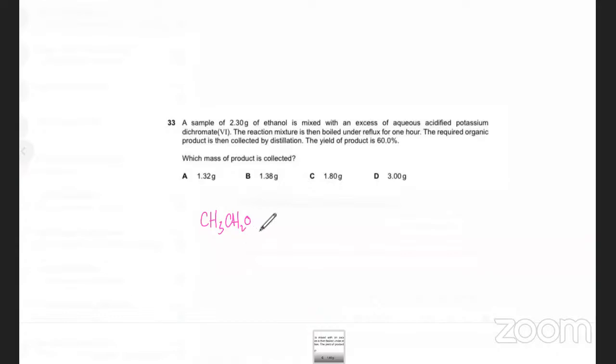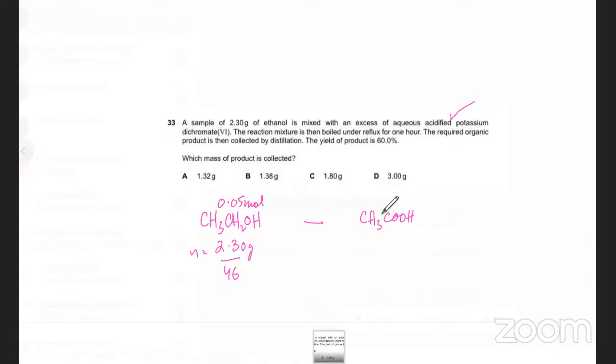So this one, it's CH3CH2OH, and there's a sample, and it's going to turn into carboxylic acid, obviously CH3COOH. It's being boiled under reflux for 1 hour. It's 2.3 grams. How many moles is that? That's divided by the Mr, 46. So what do you get for this? 0.05 moles.